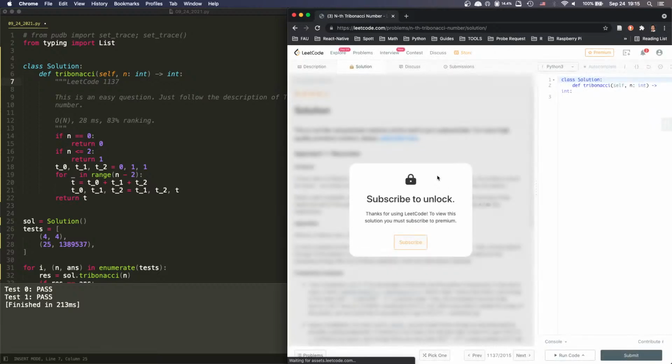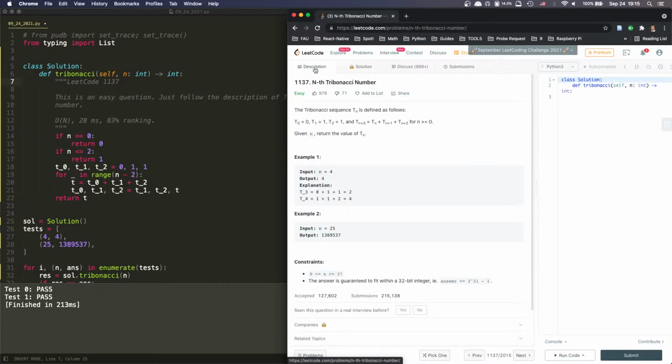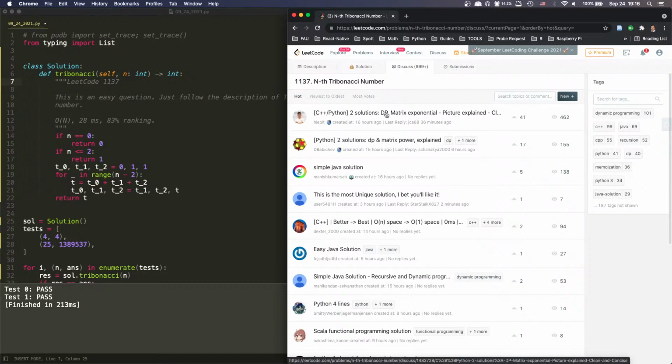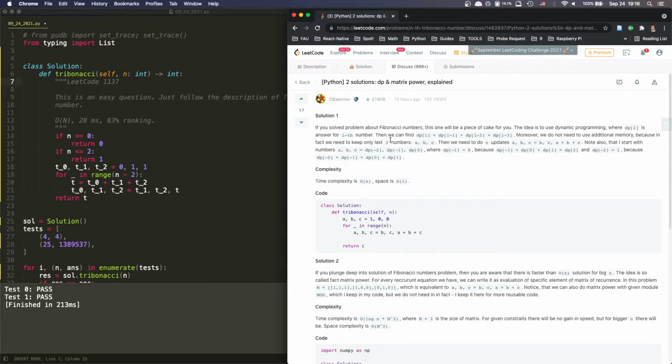So we have what, like 3 easy this week already? 3 easy and 2 medium. DP and matrix power. What's matrix power? Oh, matrix power. I now realize.